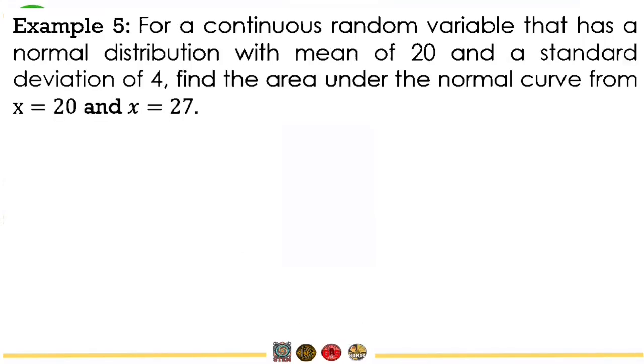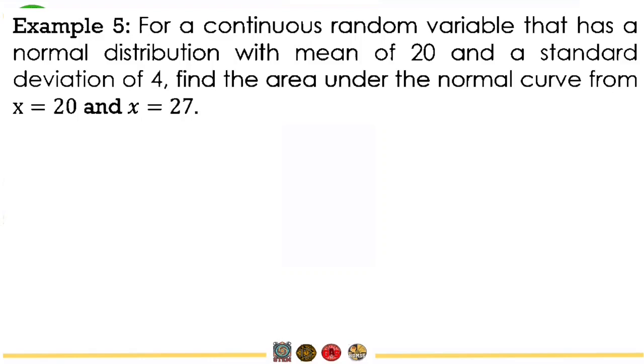Let's have another example. For a continuous random variable that has a normal distribution with a mean of 20 and a standard deviation of 4, find the area under the normal curve from x equal to 20 to x equal to 27. So what do you mean by this? The question is about the area under the normal curve. When you say the area under the normal curve, we will use the z-value table.